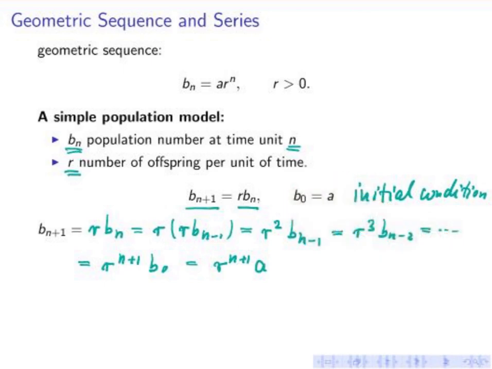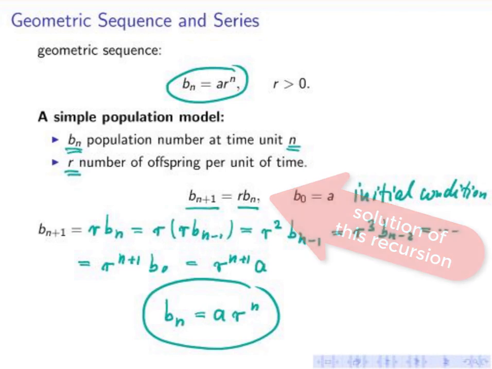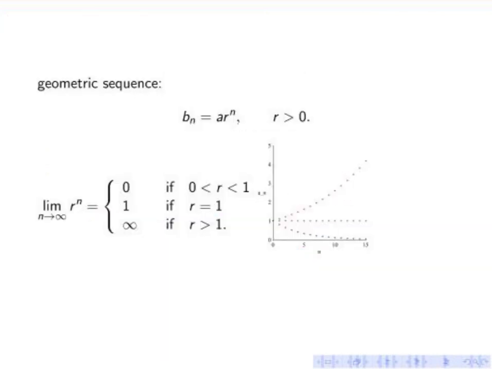Now, it doesn't matter if you write it in n plus 1 or in n, so then I can also write this as b_n is a times r to the n, and indeed, I have my geometric sequence right here as a population model. Let's look at typical graphs for the population model. So here I show three graphs. One is increasing, one is stable at 1, and one is decreasing. And this has to do with the rate of reproduction r.